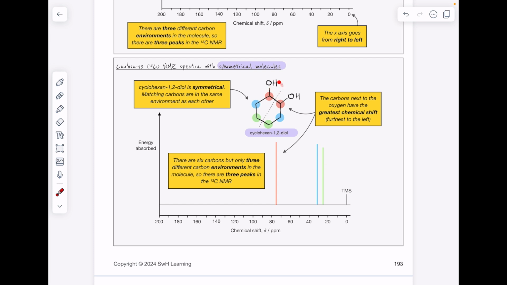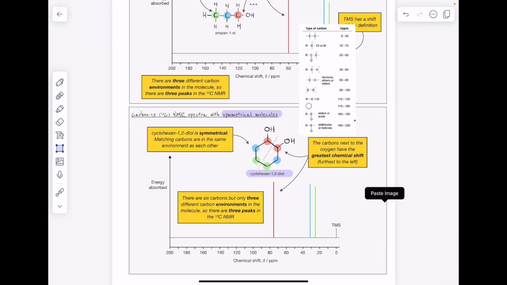Then we have the alcohol functional group here. Remember, oxygen's highly electronegative, so the carbons next to the oxygen would have the greatest chemical shift, and as we know, that means they'd be situated furthest to the left. I'm just bringing in that table again. So just to look, this is around 75, this peak. Sure enough, it corresponds to being an alcohol. So as always, you can line up the data table with what's going on here in terms of the peaks.